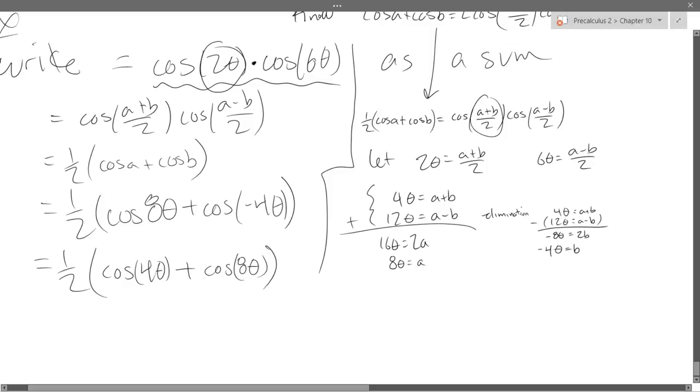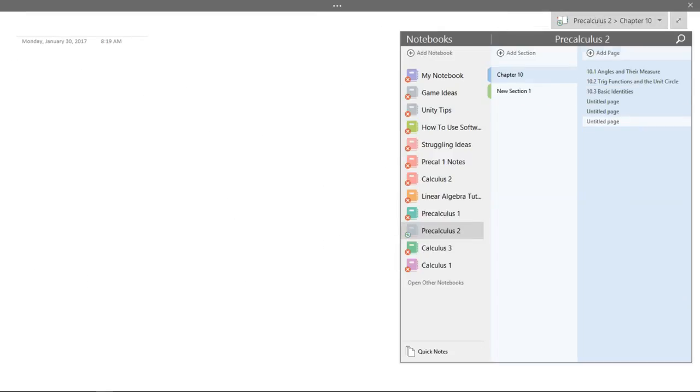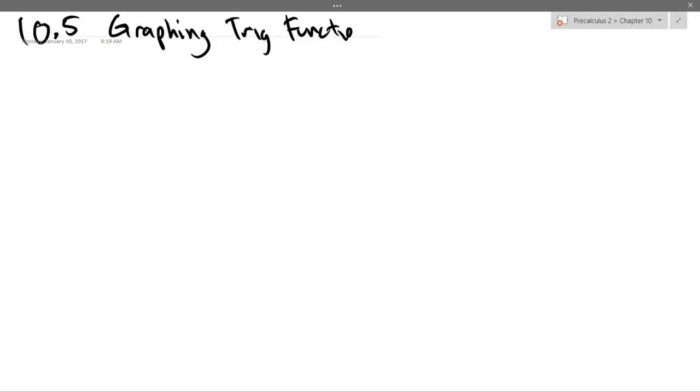So that's the end of, it's not the end of algebra, but it is the end of at least this part of algebra. We're going to do graphing next. So this is the next section, 10.5. So this is graphing trig functions. And we'll start with graphing cosine.